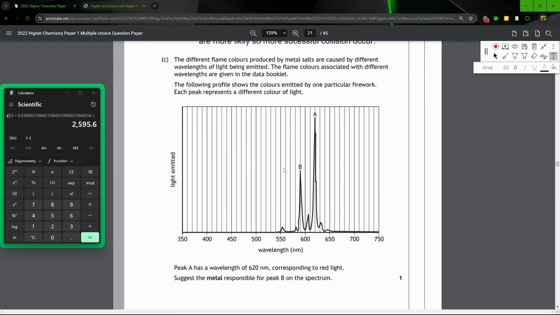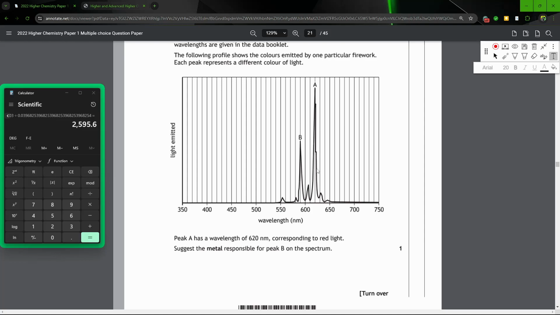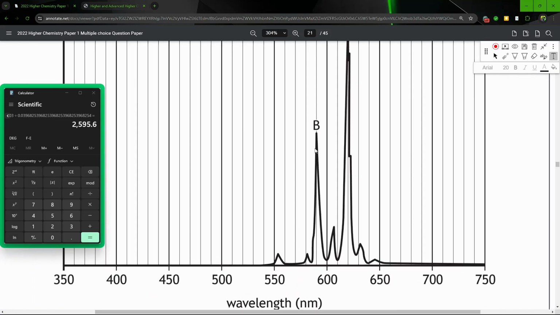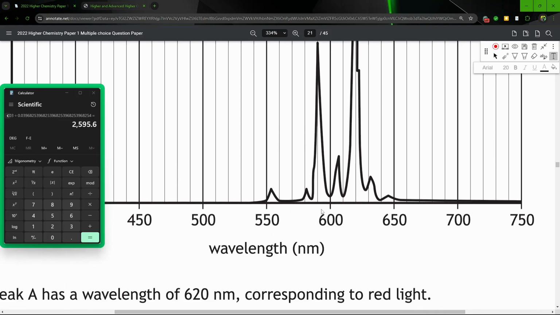The different flame colours produced by metal salts are caused by different wavelengths of light being emitted. The flame colours associated with different wavelengths are given in the data booklet. The following profile shows the colours emitted by one particular firework. Each peak represents a different colour of light. Peak A has a wavelength of 620 nanometers, corresponding to red light. Suggest the metal responsible for peak B on the spectrum. Okay, so peak A is 620 nanometers, so we can use that to figure out what peak B would be, and it looks like it would be 590 nanometers.